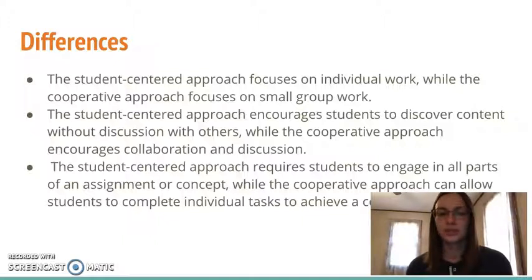And then the last difference is that the student-centered approach requires students to engage in every part of the content or the assignment. But the cooperative approach can allow students to complete one task in the group, and they're all working toward the same goal. So they all may be working toward making a poster, but one student may do the drawings. One student may do research on this one topic. Another may do research on another topic. Another may be the organizer. So they all have a goal and they all have an active role, but they're just working on different parts of the assignment to reach the same goal. Whereas in a student-centered approach, the student would have to do all parts of the assignment.